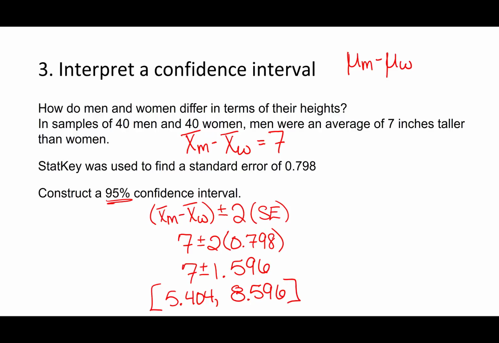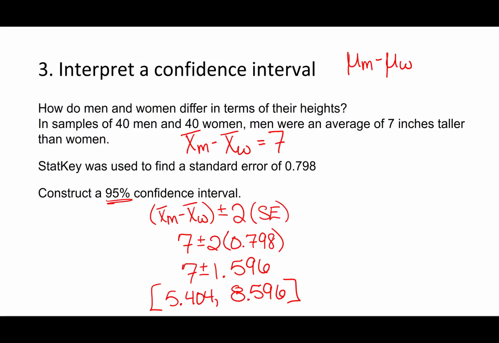To interpret this, I would say that I am 95% confident that the difference between the mean heights of men and women in the population is between 5.404 inches and 8.596 inches.